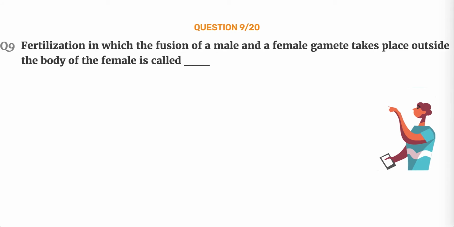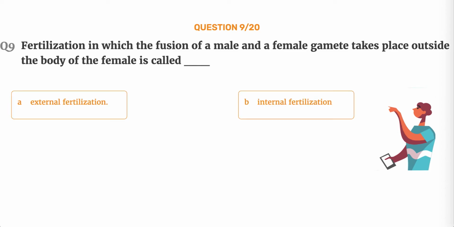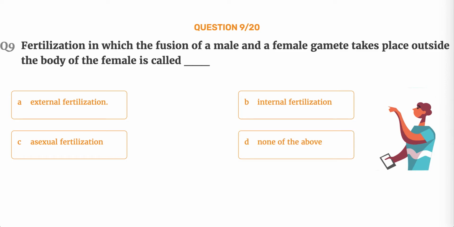Question number 9. Fertilization in which the fusion of a male and a female gamete takes place outside the body of the female is called underscore. Option A, external fertilization. Option B, internal fertilization. Option C, asexual fertilization. Option D, none of the above.